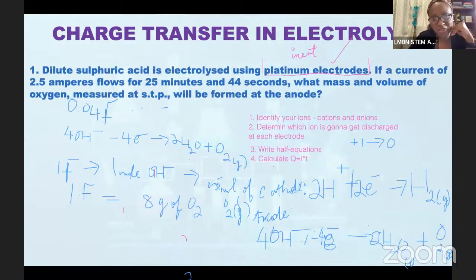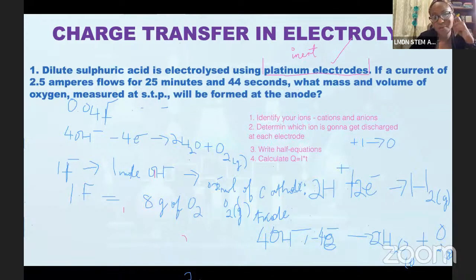So now back to the question at hand. That's what 1 Faraday would get us, but we don't have 1 Faraday. Based on your calculations, we have 0.04 Faraday, right? Based on the calculation that you did for Q and then the subsequent Faraday, you told me that all we have is 0.04 Faraday. The 1 Faraday is a theoretical amount, but in real life, we only have 0.04 Faraday.